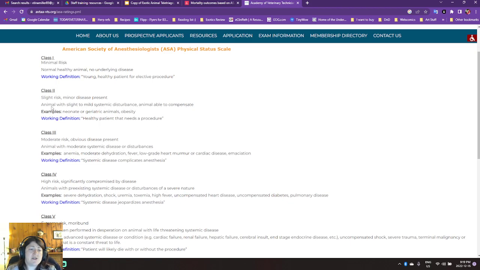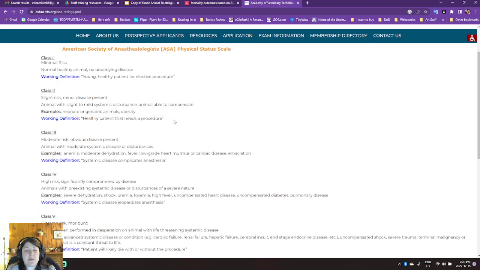Class 2 are patients that have a slight risk. They have minor disease present, but the animals are able to compensate. Really good examples here are neonates, so patients that are extremely young, geriatric patients that don't have any specific disease, but we assume there's probably some minor organ compromise just associated with age related changes, and obese patients.